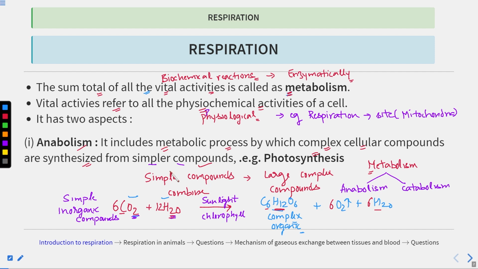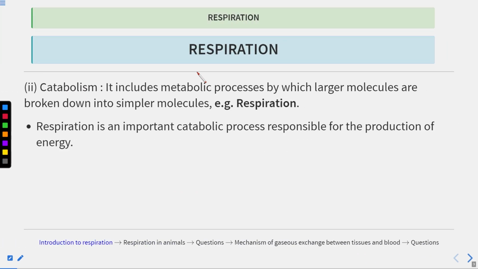Clear? So photosynthesis is an example of an anabolic pathway. Now here a lot of enzymes are also involved. So these are physiological processes, and they include biochemical reactions which are catalyzed by the enzyme.